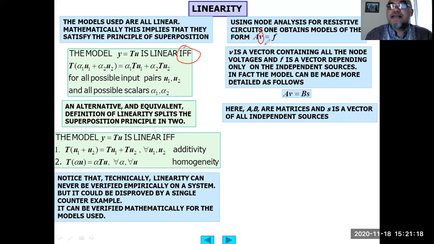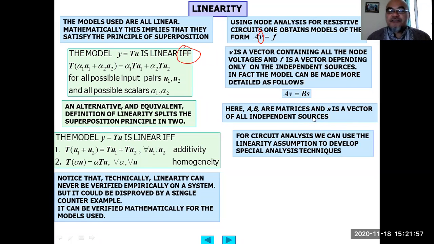While A is the coefficient matrix from the equations, and F is usually the current source or voltage source. So phi is a vector containing all the node voltages, and F is a vector depending only on the independent sources. In fact, the model can be made more detailed as follows. A multiplied by phi equals B times S. A and B are matrices. S is a vector of all independent sources.